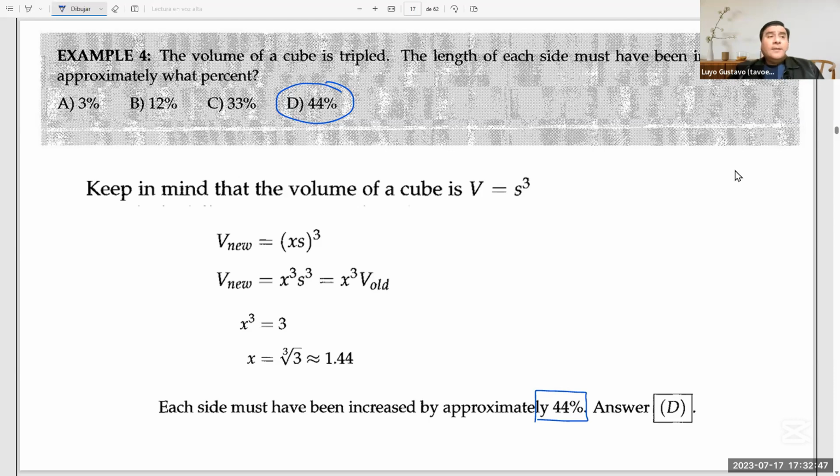Well then, let's move on to the next problem.